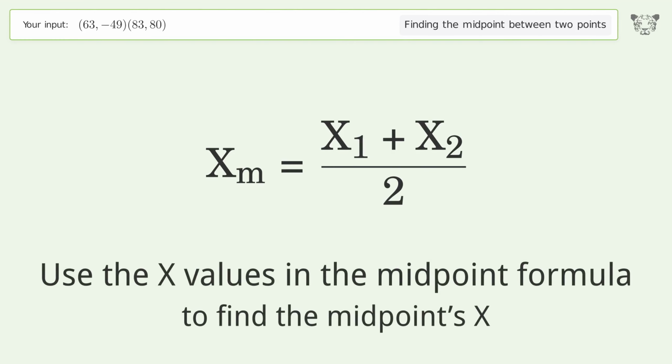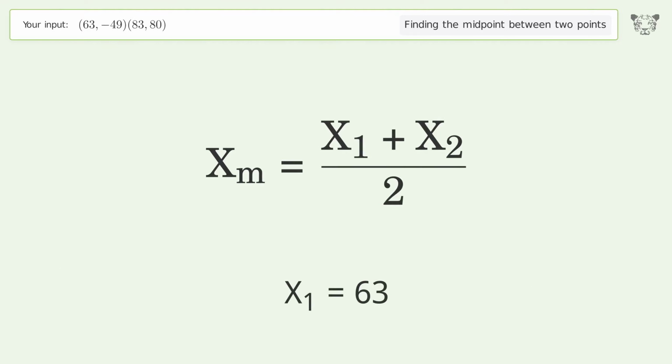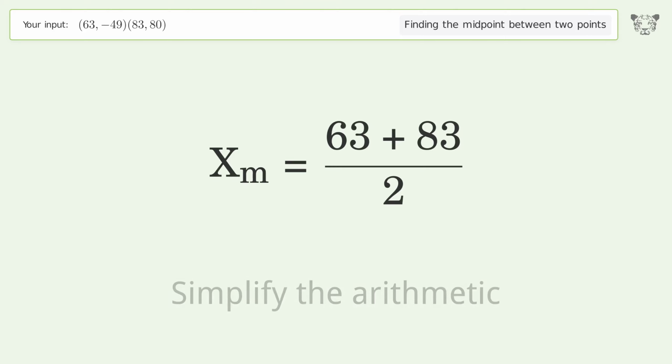Use the x values in the midpoint formula to find the midpoint's x. x1 equals 63. x2 equals 83. Simplify the arithmetic.